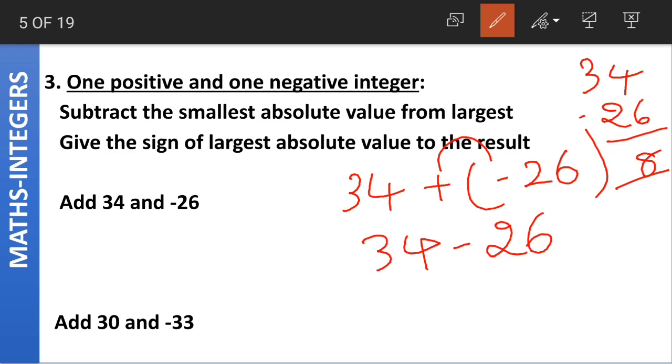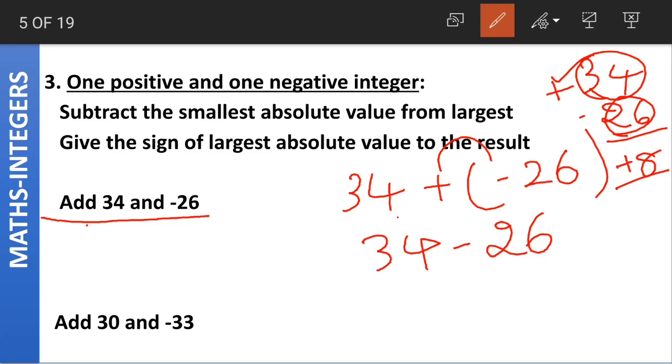Remember, you have to compare the absolute values, like 26 and 34. Which is the larger number here? 34 is the larger number. And what is the sign for 34? There is no sign in front of 34, which means it is a positive integer. So the answer will also have the positive sign. Again, this question was asked by one of the students in yesterday's class live chat. So I took the same example here so that I can explain it to all of you.